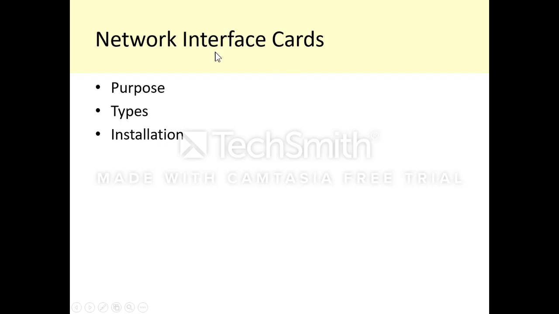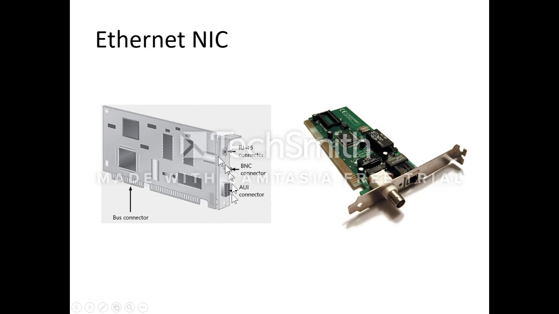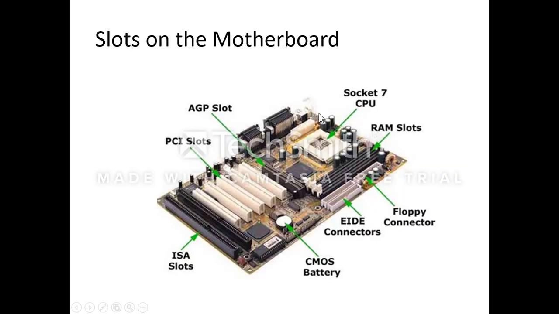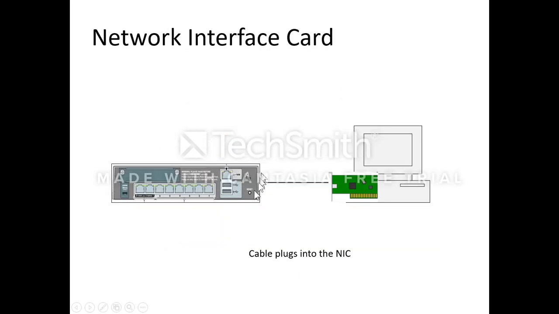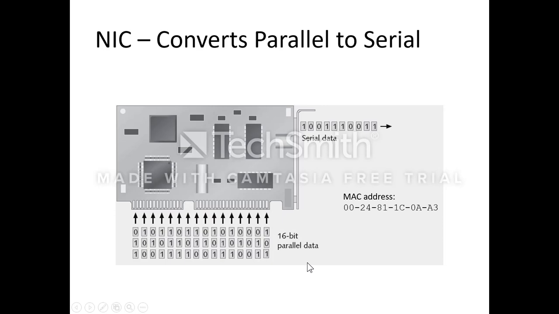Now let's talk about network interface cards, their purpose, types, and installation thereof. A network interface card is a circuit board about the size of your hand, and it plugs into slots in the motherboard, and then the cable from the switch plugs into the network interface card. So the purpose of the network interface card is to give the cable something to plug into. But more specifically, what a network interface card does is it converts a parallel signal to a serial signal. As you know, a serial signal is where one single bit is sent at a time.